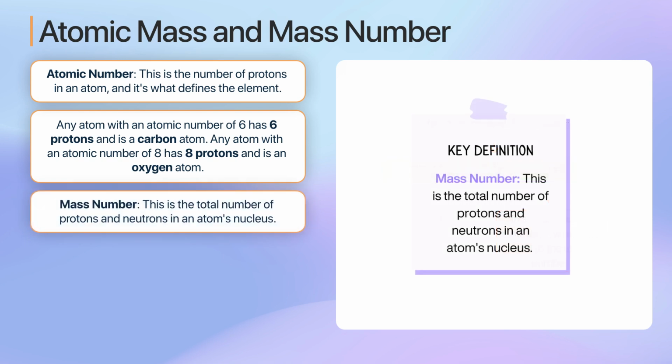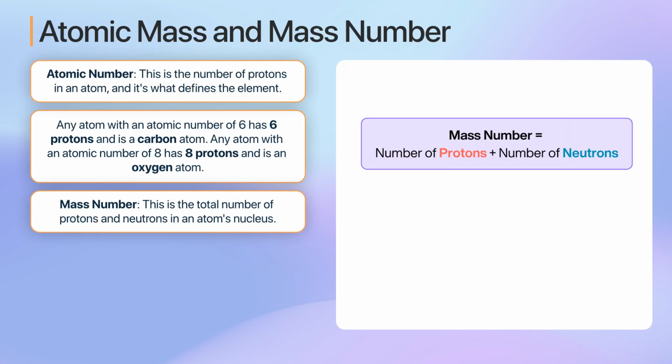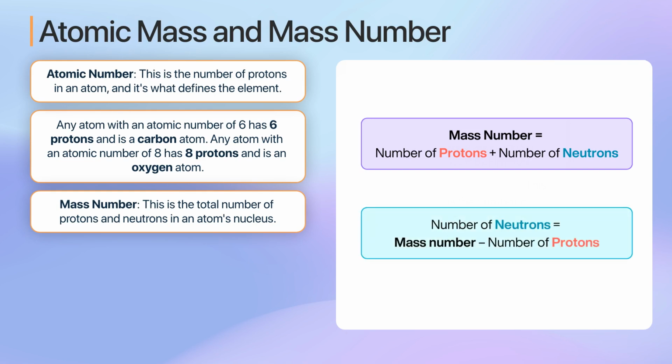Mass number is the total number of protons and neutrons in an atom's nucleus. Electrons are not included because their mass is negligible. It's calculated as mass number equals the number of protons plus the number of neutrons. We can use it to find out the number of neutrons by rearranging the equation so that the number of neutrons equals the mass number, take away the number of protons.